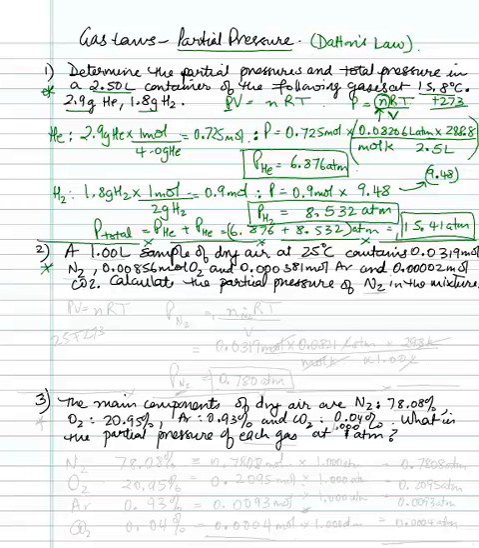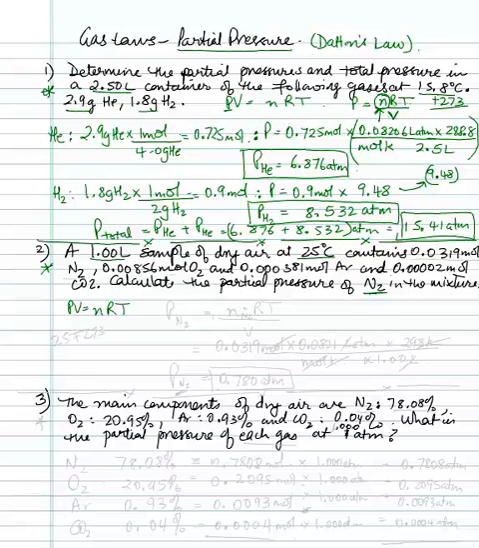Here the question states a 1 liter sample of dry air at 25 degrees Celsius contains 0.0319 moles of nitrogen, 0.00856 moles of oxygen, and 0.0000381 mole argon, and of course there's some carbon dioxide. Calculate the partial pressure of nitrogen in the mixture. Okay, so we just need the partial pressure of nitrogen in this case, and so PV is equal to nRT.